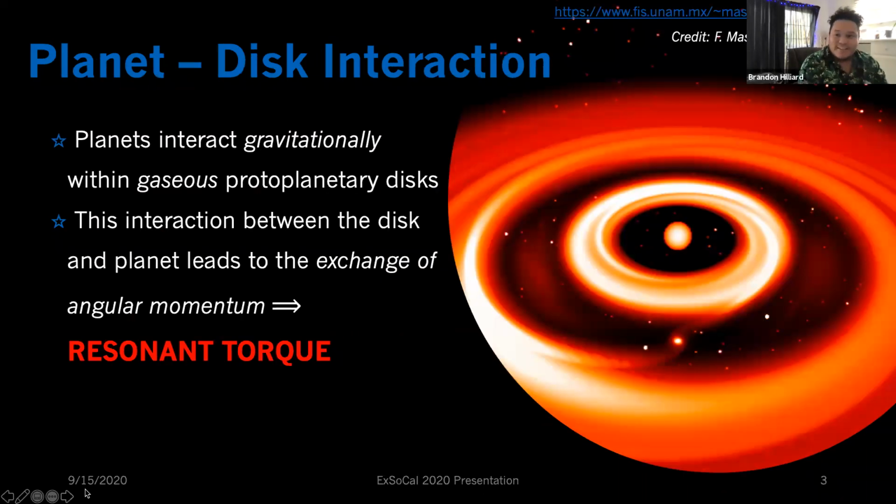So like I said, we're going to be situating a planet inside of our protoplanetary disk. And by planet-disk interaction, the two main physical concepts that allow for the gap to open are gravity, where the planet interacts with this gaseous protoplanetary disk, and the exchange of angular momentum.